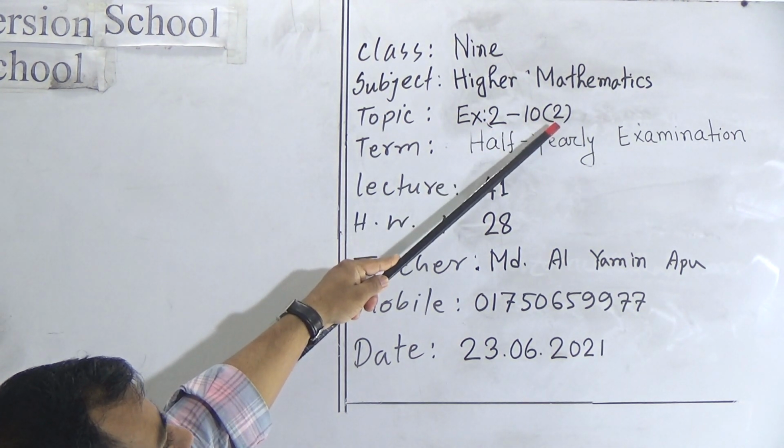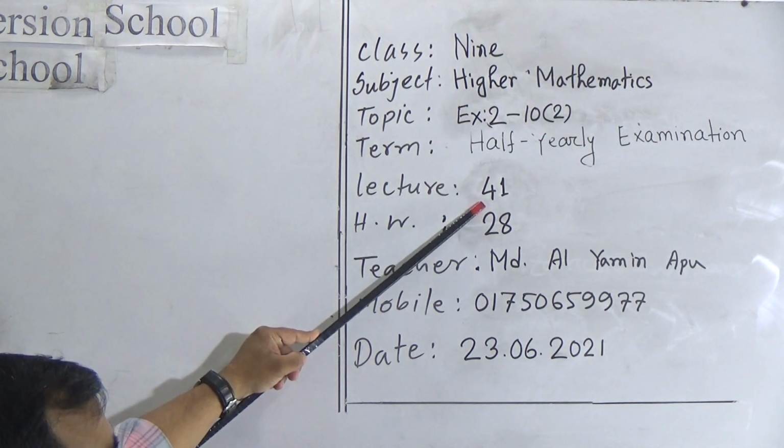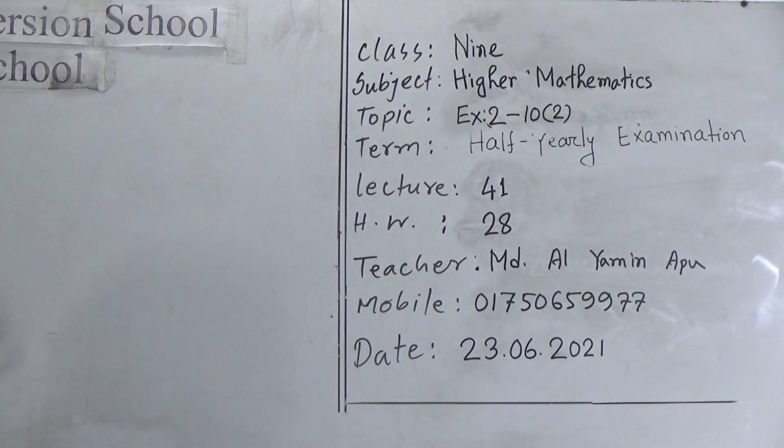That means we will solve only one problem today. Your lecture number is 41 for the half yearly examination. You have a homework; your homework number is 28. So let's start the solution.